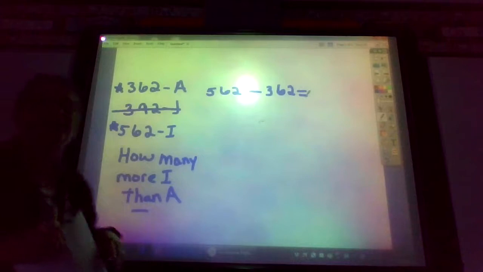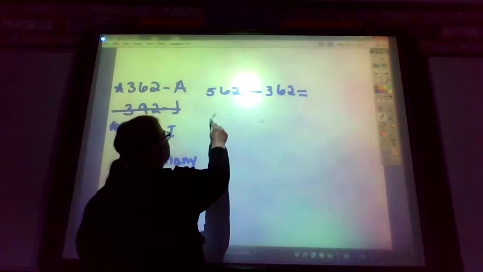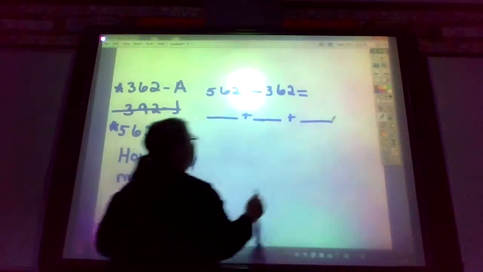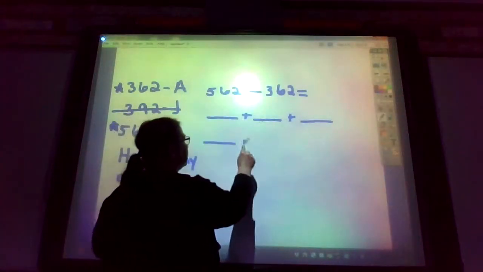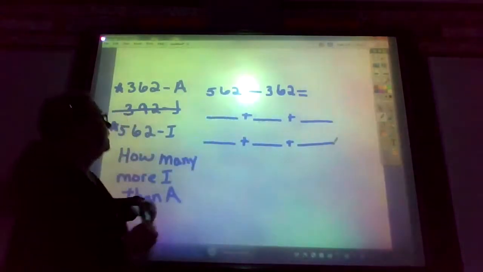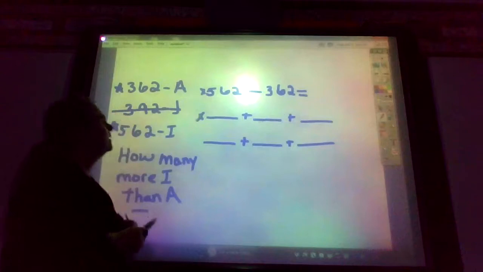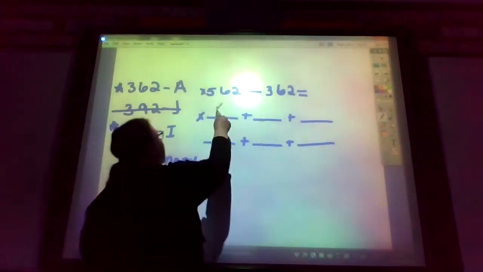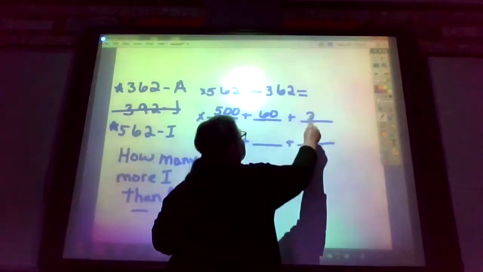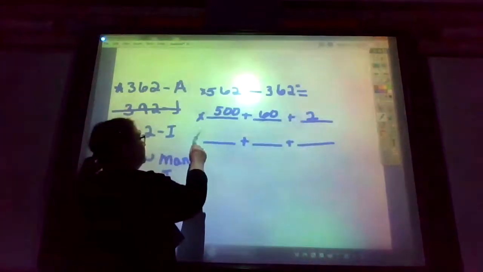But I'm going to do this in expanded form. Okay? So, expanded form is blank plus blank plus blank. And then I'm going to put one right behind under it. Blank plus blank plus blank. So, I'm going to do this number here on my expanded form line. 500 plus 60 plus 2.